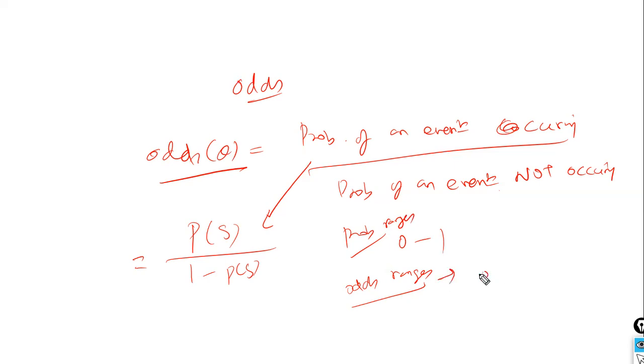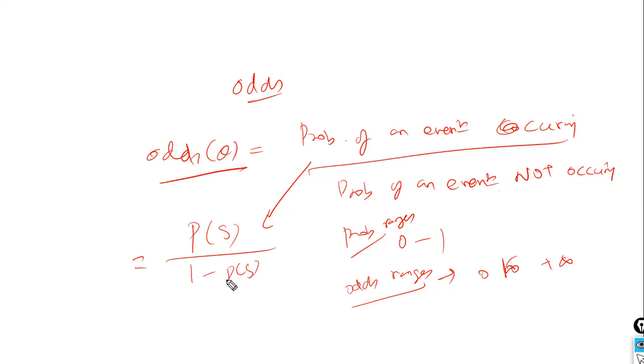Odds ranges between 0 and positive infinity. Correct? 0 to plus infinity. Which one? The odds range between 0 and plus infinity.